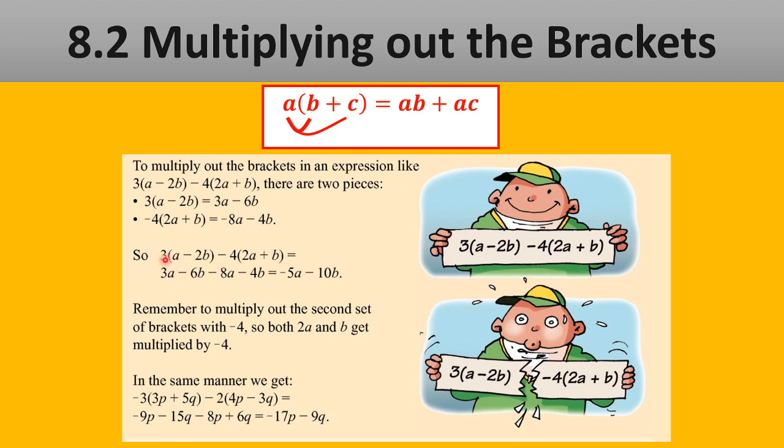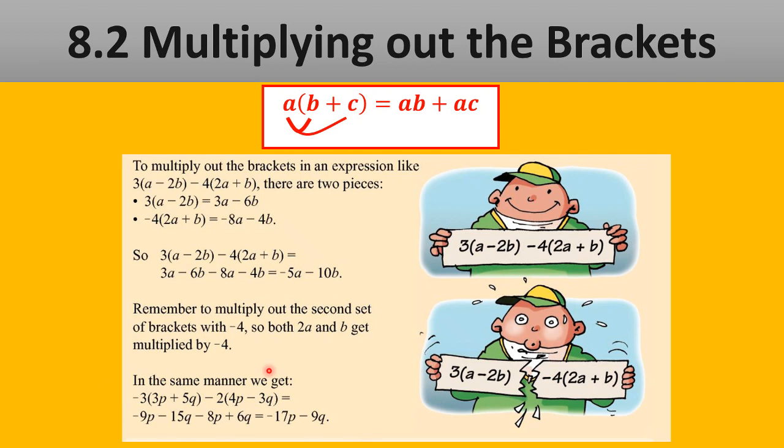So you get 3 times a is 3a and 3 times minus 2b is minus 6b. And you get minus 4 times 2a is minus 8a, and minus 4 times b is minus 4b. And if you have this, then you're still not done, because now you can do 3a minus 8a. Right, you can change the order. 3a minus 8a is minus 5a, and minus 6b minus 4b is minus 10b.